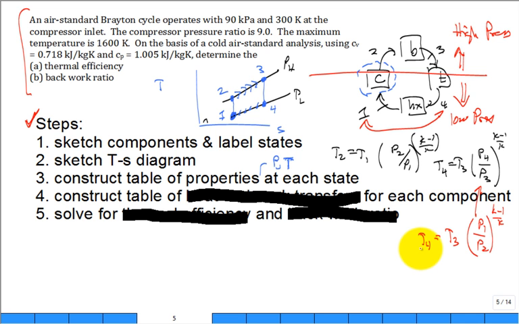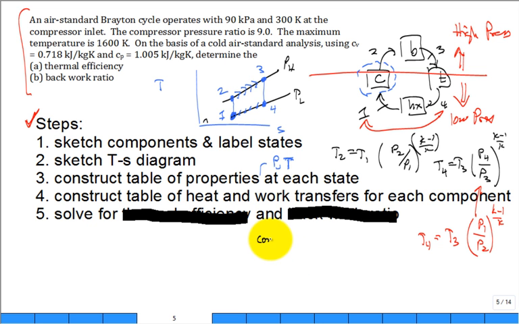All right. Once we have the table of all of our temperatures and pressures, and if you're doing variable specific heats, then you would want to get your PRs and your H's. Okay. But you want to then construct a table of all of our heat and work transfers. So this one's probably I'll just spend a little time on.